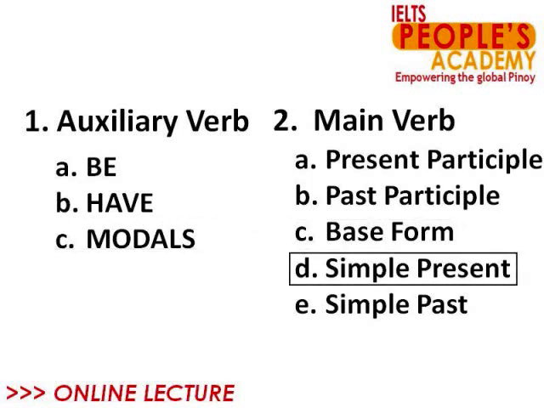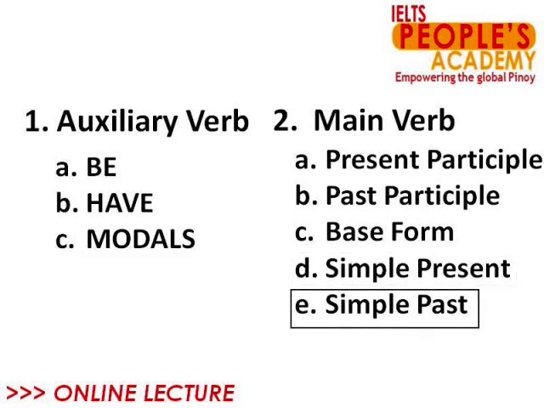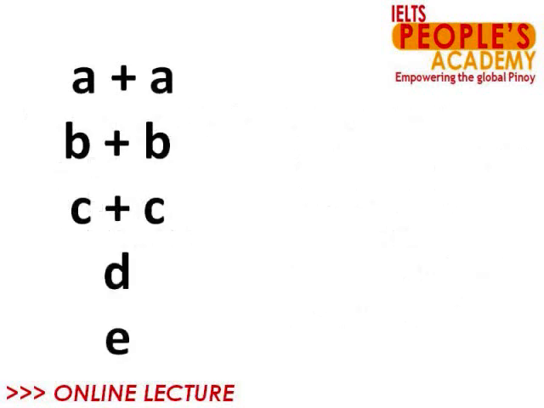And for the last two, letter D, simple present, from the word itself simple, doesn't need any auxiliary verb, so it's just solo, as in D. And last but not the least, you have simple past, which of course is also solo because it's simple, then it just makes it letter E alone. So there you have it. You have 5 formula: A plus A, B plus B, C plus C, D, and E.